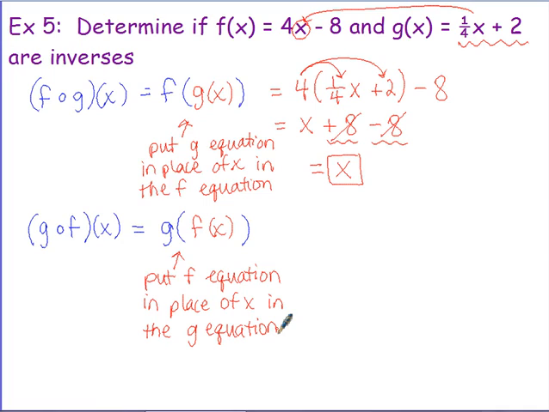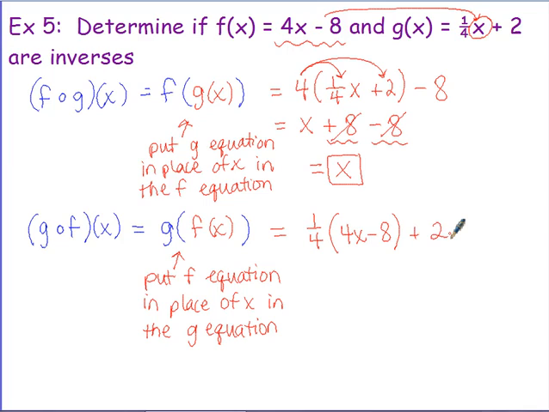So this time, I'm going to erase my little markings up here. This time I'm going to put the entire f equation in place of x in the g equation. Right, like that. So we're going to start with g, 1/4. There's x, so parentheses, 4x minus 8 plus 2.